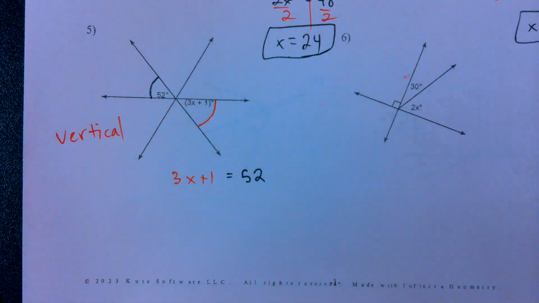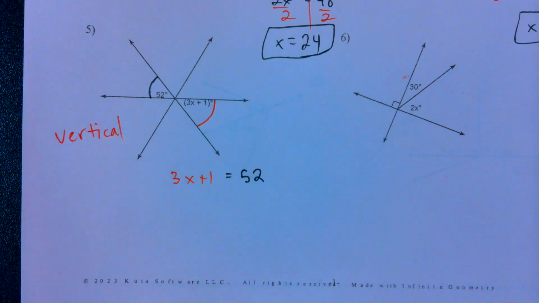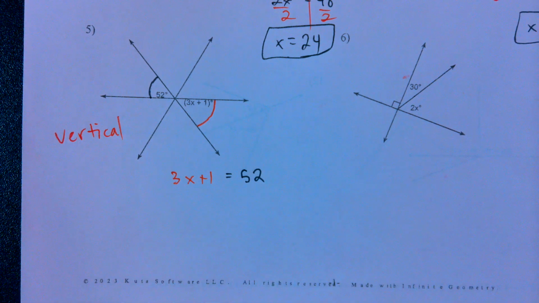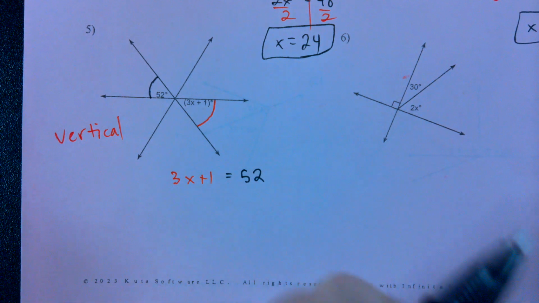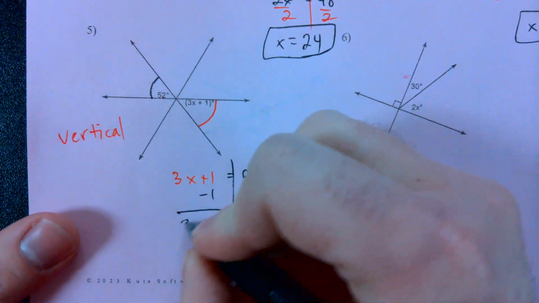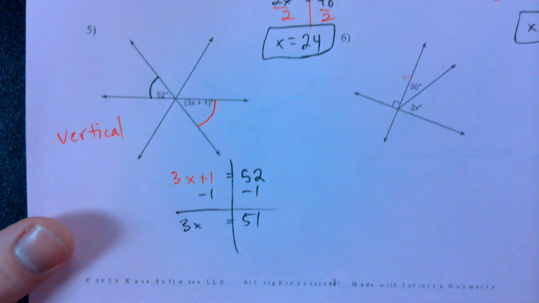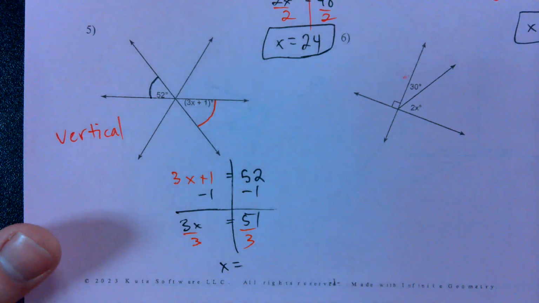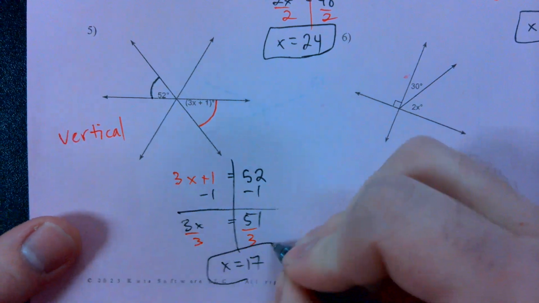Now this is really different from complementary and supplementary, where we add them together. So I don't want you to assume every single time we need to add together, because when that vertical angle pair gets thrown in, we have to know what we're doing. And that's just setting both quantities equal. We'll subtract 1 from both sides to get 3x equals 51, and we'll divide by 3 to get x equals 17. Sounds about right. Give me a thumbs up.